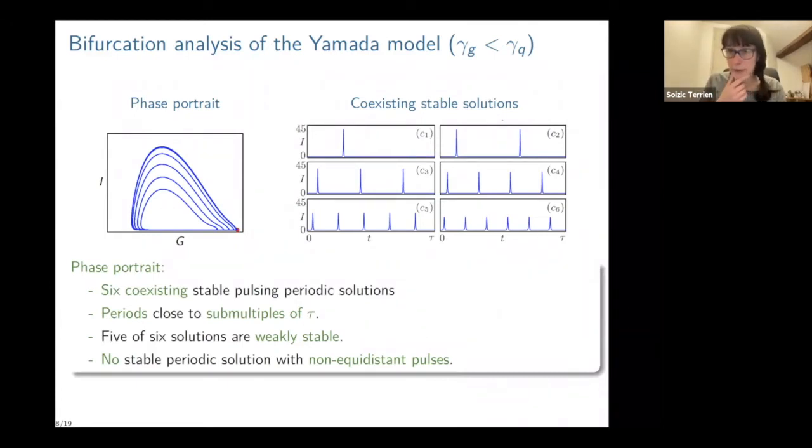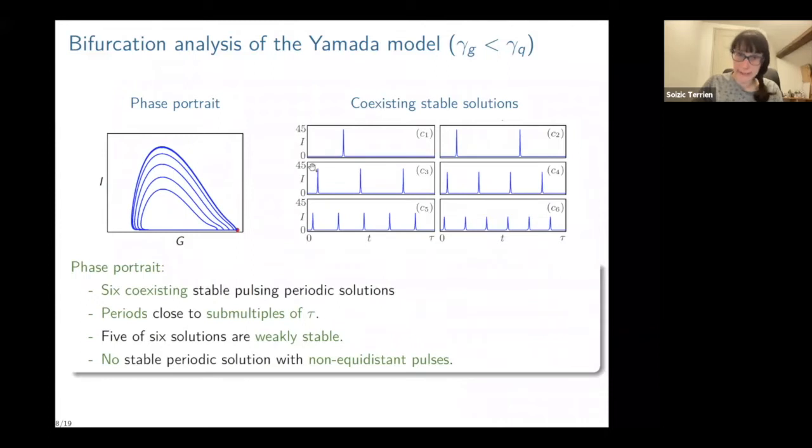So it's quite a high degree of multi-stability, and it's quite interesting to see that we can observe all these different pulsing patterns for exactly the same parameters, depending on the initial conditions, which corresponds in the experiment to the external perturbations we apply to the system. So what we see here is that these 6 coexisting stable periodic solutions have periods close to submultiples of the delay time tau, from tau over 2 to tau over 6.